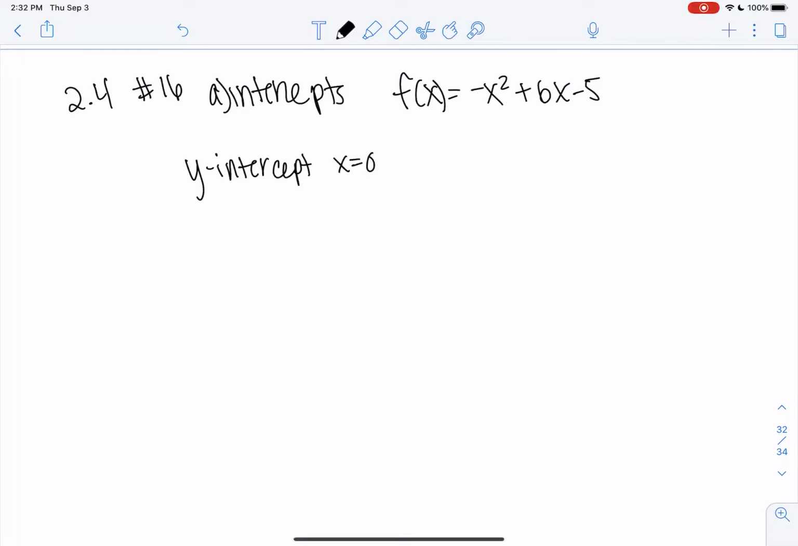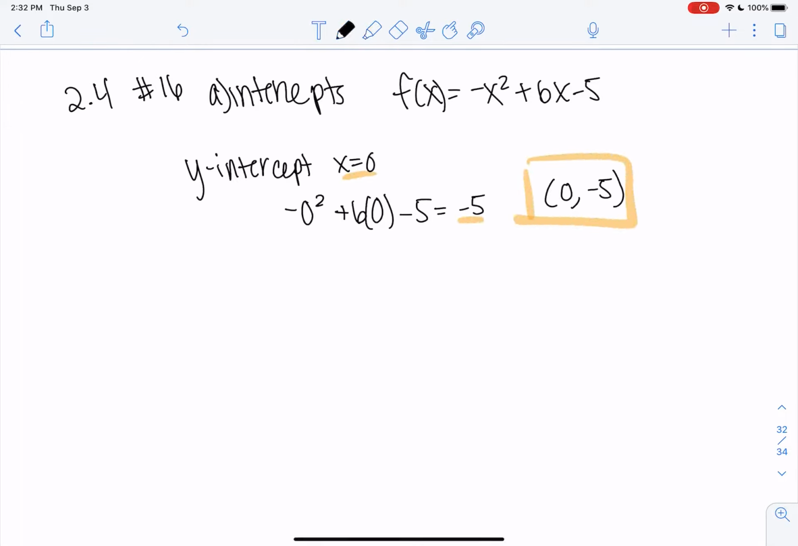We just go ahead and plug in 0. So negative 0 squared plus 6 times 0 minus 5 equals negative 5. So my y-intercept would be (0, -5). I think that one's pretty straightforward. I think if we're struggling, it's probably with those x-intercepts when y equals 0.